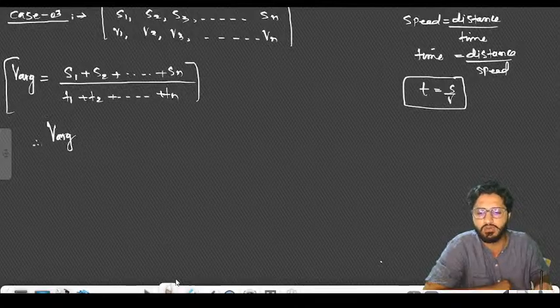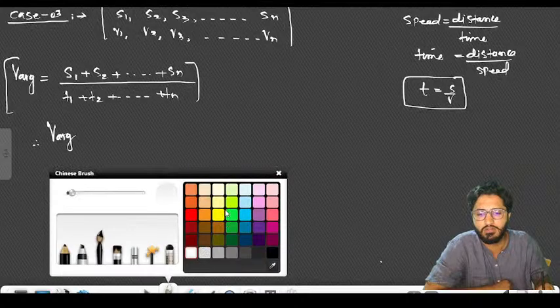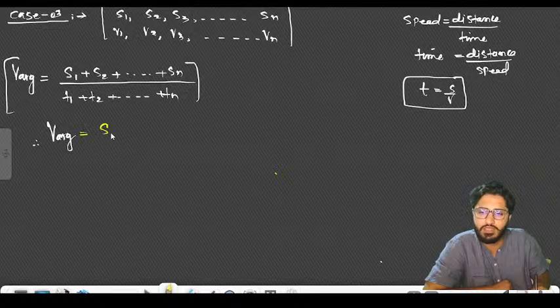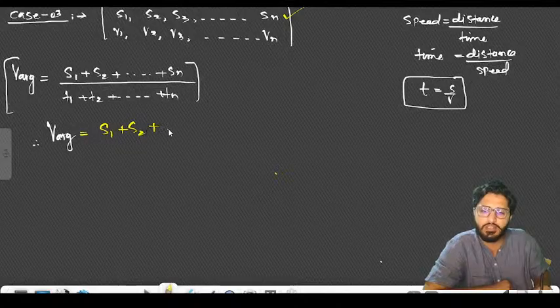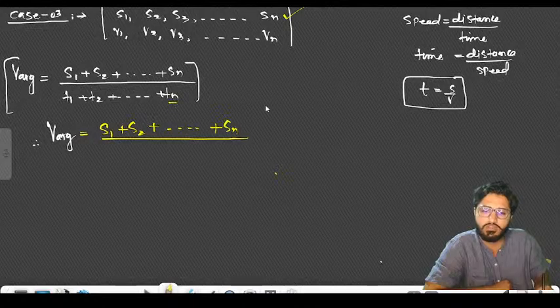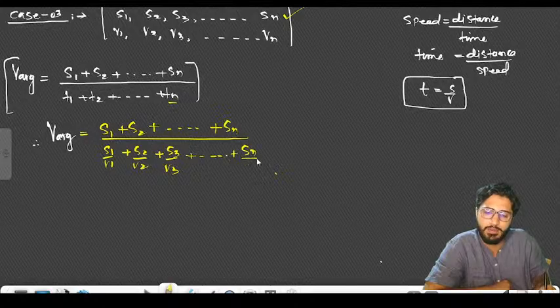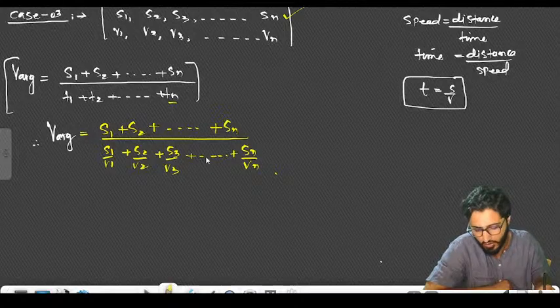I will change the color now to just give it a different look. So V average is S1 plus S2. Look, S is given now, so I can write S1 plus S2 up to Sn. Now look, t is not given, so I can write s by v. So I can write here t1 is S1 by V1 plus S2 by V2 plus S3 by V3 up to so on to Sn by Vn. It looks weird, no? This equation looks weird, right?